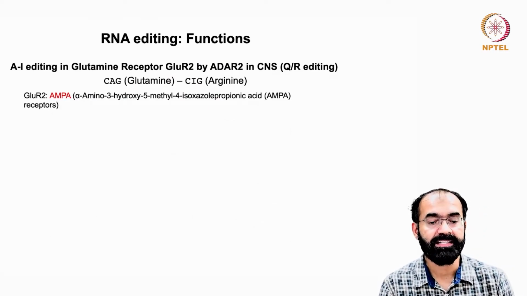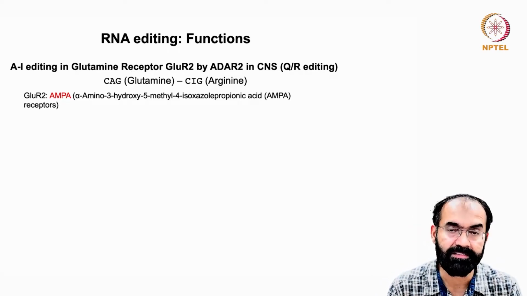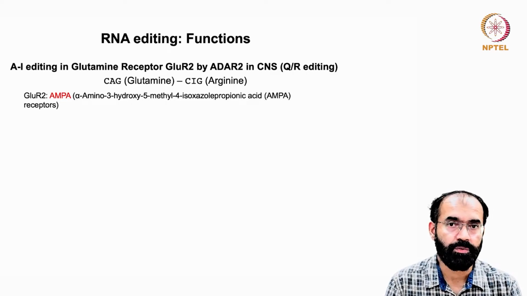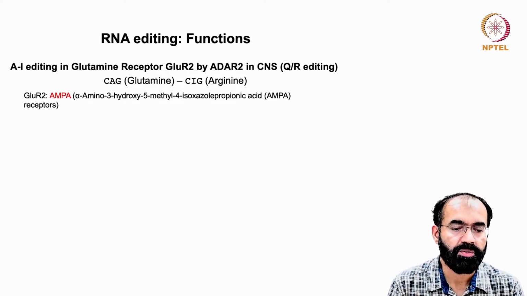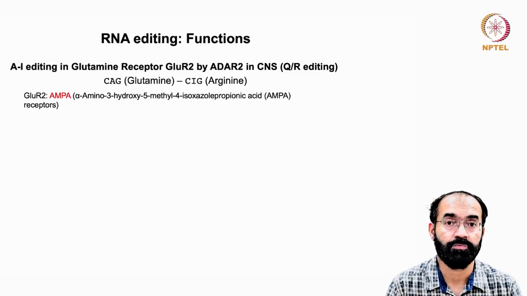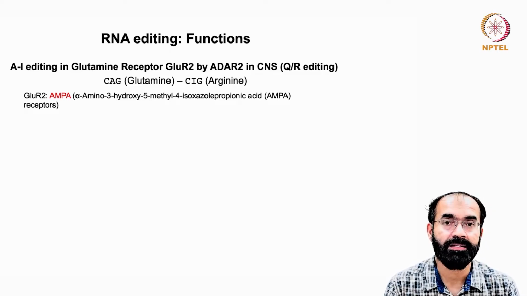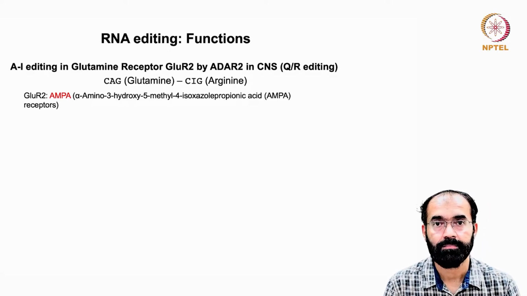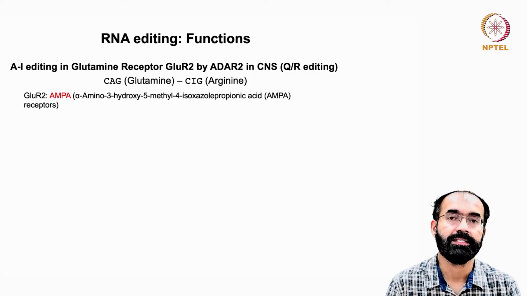And RNA editing functions, we need to know how important RNA editing is. So A to I, we know that adenosine gets deaminated and becomes inosine. This A to I editing in the glutamate receptor is very important. So GluR2, because glutamate is a neurotransmitter and it has to be acted upon by a specific receptor.